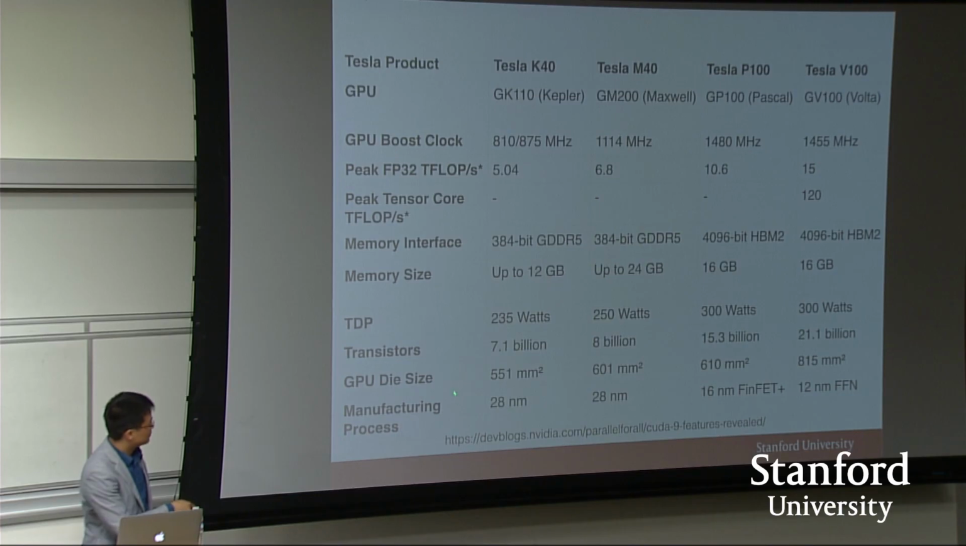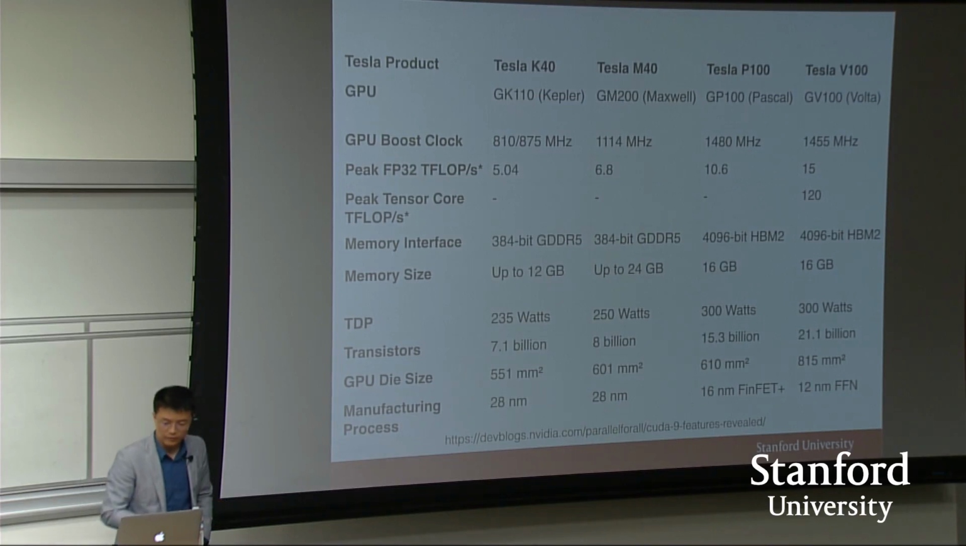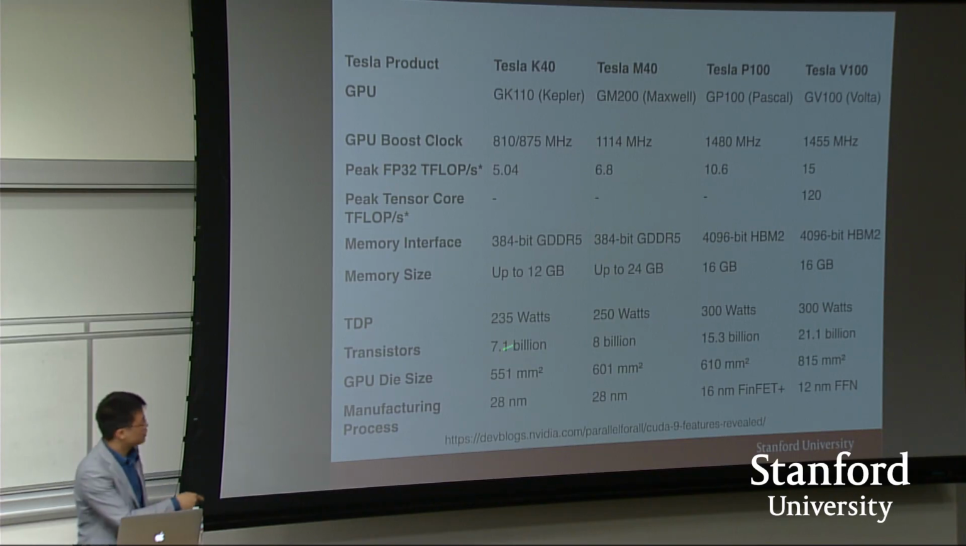And the memory size actually didn't increase by too much, and the power consumption is also remaining roughly the same. But given the increase of the computation, you can fit them in the fixed power envelope. That's still an exciting thing. And the manufacturing process is also improving from the 28 nanometer, 16 nanometer, all the way to 12 nanometer. And the chip area is also increasing to 800 millimeters square. That's really huge.